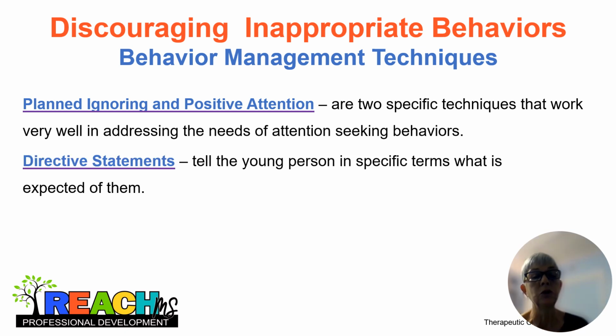Our next is directive statements. Sometimes you have to tell a young person what it is that you expect of them. Not what you want them to stop doing, as I said earlier, but what it is that you want them to do. Jacob, please get your Chromebook and go to the site that we discussed and get started on your work.